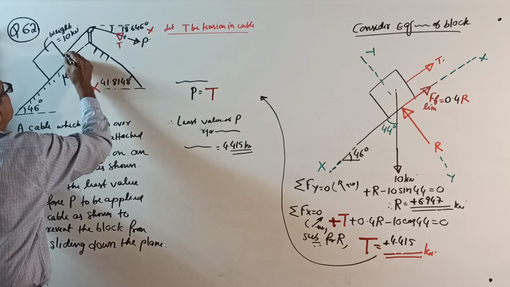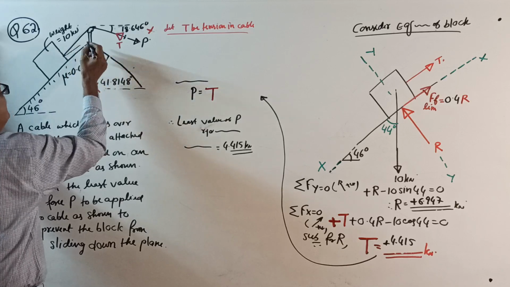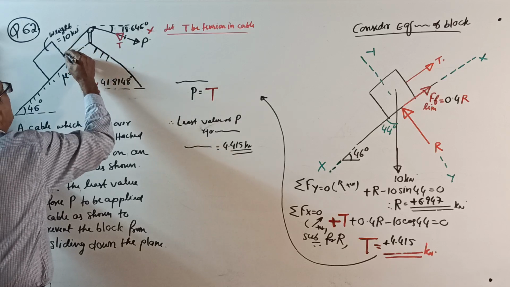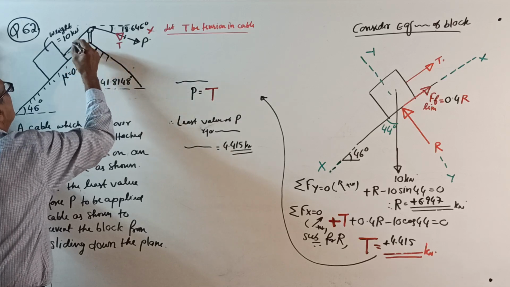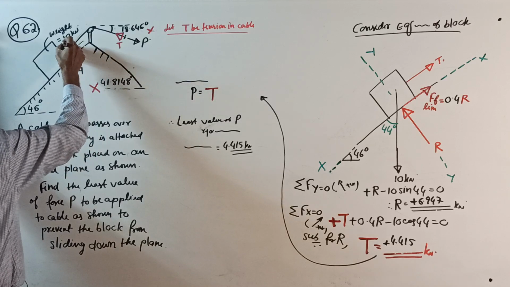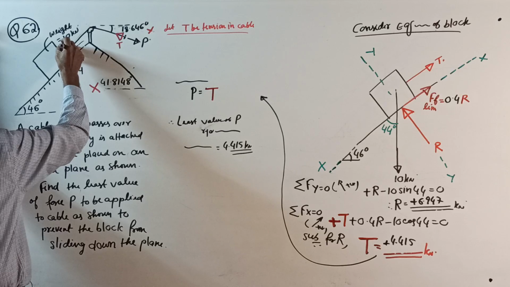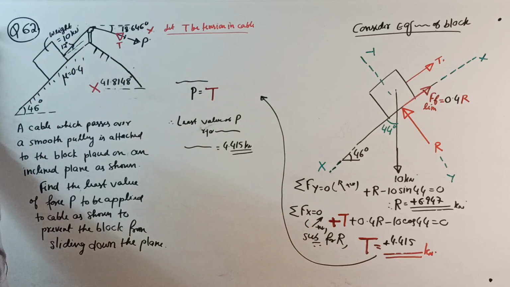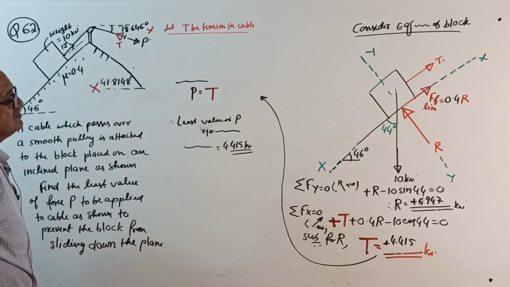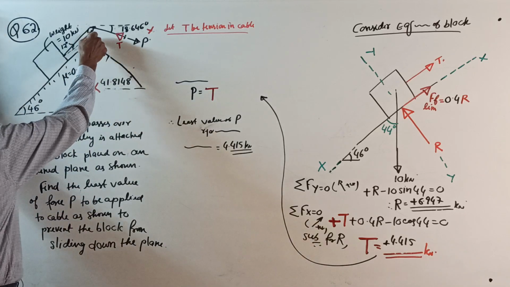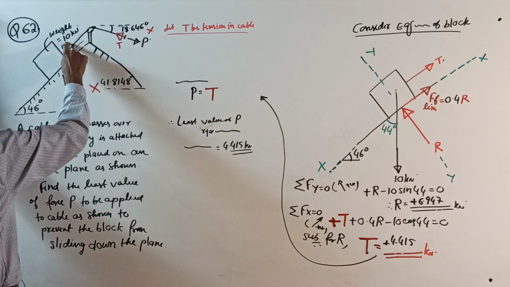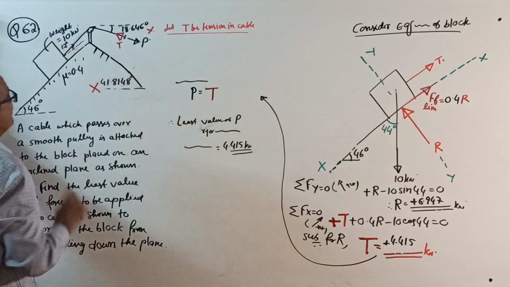See, this cable makes some small angle with the plane. Here I am showing a line parallel to the plane. This angle, I will write some 12 degrees. That remains the same. Last time the cable was parallel to the plane. Now it is inclined at 12 degrees. See here, clearly a 12 degree angle.